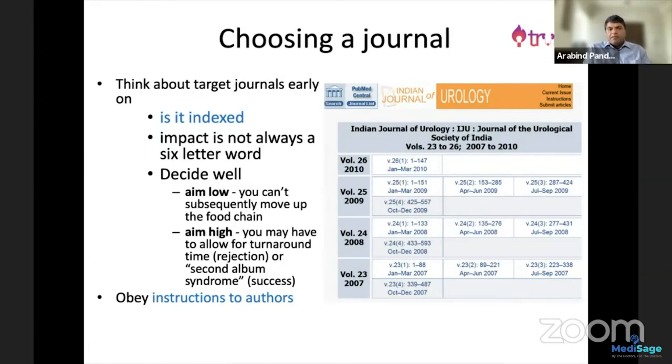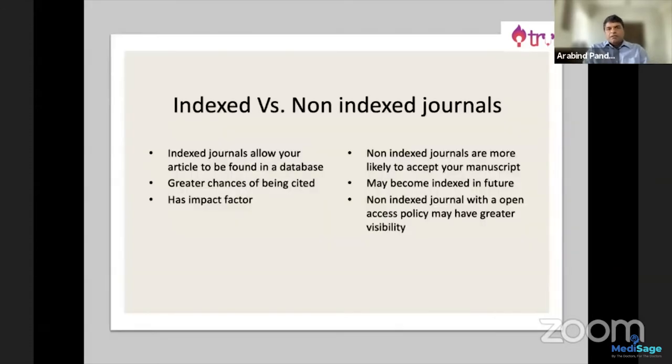And you decide. There are two ways to decide. One is you aim high, you go for the highest rated journal, in which case you have to allow for turnaround time, and you have a second album syndrome, so you have success later. Or you go for journals of low importance, but if you get accepted, you can't subsequently move up the food chain. Whichever journal you choose, please remember that you obey instructions to authors. That's most important.